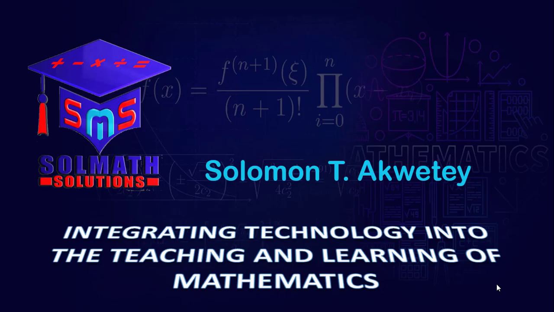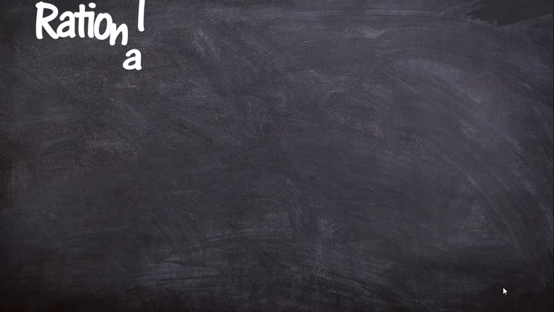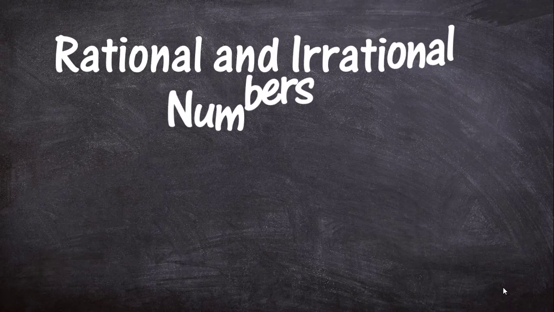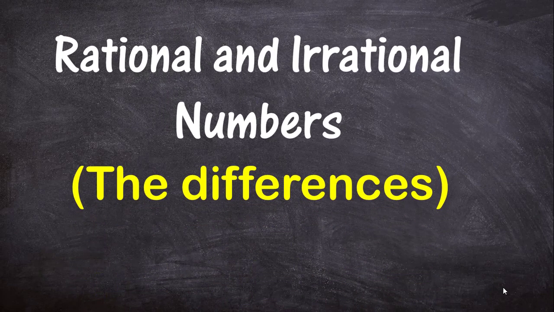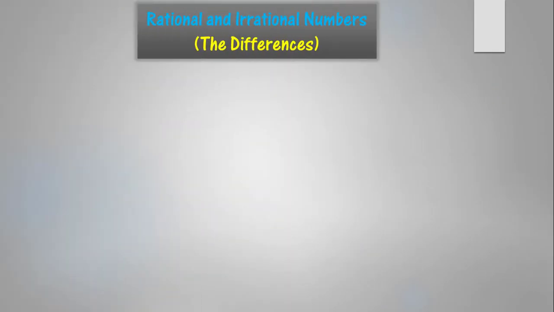Today we are going to talk about the differences between rational and irrational numbers. In the previous video we looked at how to classify the real numbers under the real number system. Today we are going to look at the differences between rational and irrational numbers. We are going to talk about why some numbers are said to be irrational, and then what makes a number a rational number.